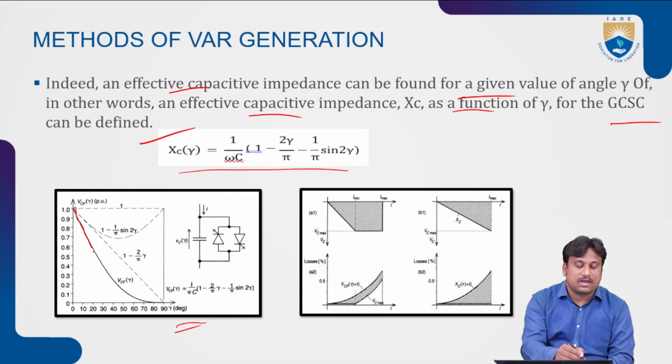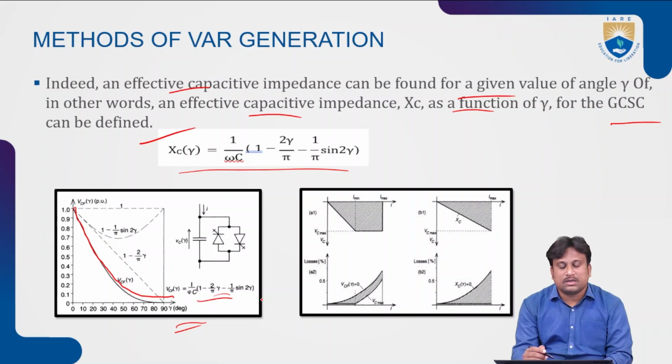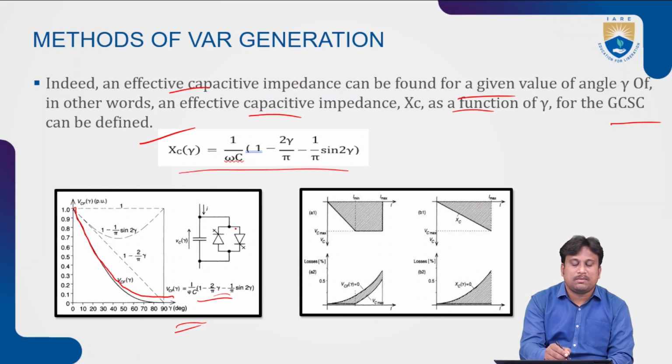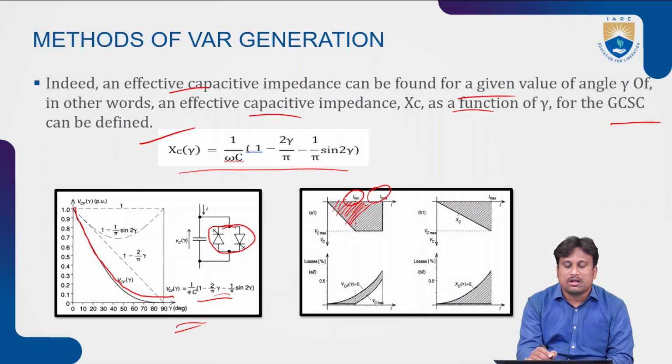So the extent of the angle varies like this, that is 1 minus 2 by pi gamma minus 1 by pi sin 2 gamma, which leads to the expression Xc of gamma. This is the anti-parallel connection of the thyristors connected across the capacitor combination. The graphical representation shows the minimum to the maximum current, where this area is covered by the portion of the line at the leading capacitor voltage VC max.